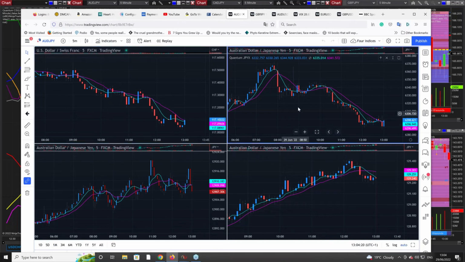Over on the right-hand side, this is the yen. So this is your yen index. This is telling you what is going on in terms of the yen. And the reason that you're seeing congestion on the yen pairs at the moment is because the yen index itself is in congestion here.